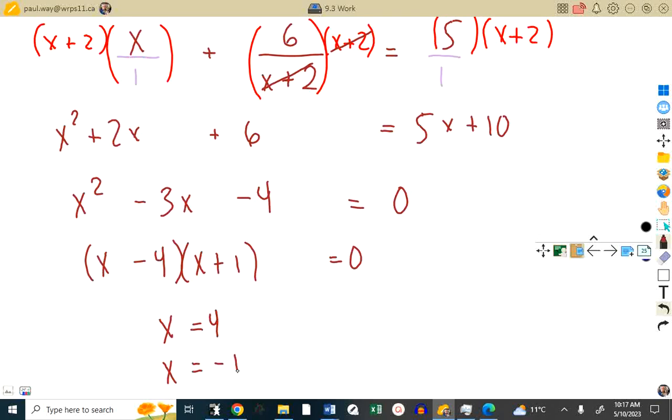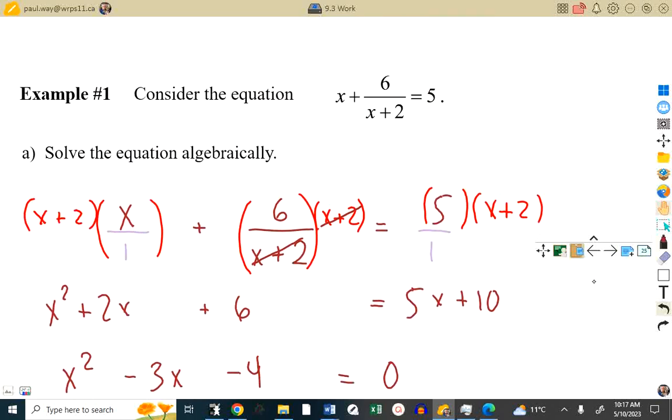Right? In the original function, there is an over x plus 2, which means it isn't written here, but it could be x is not equal to negative 2. So if you did your work on a question like this and you get negative 2, it's not an answer.